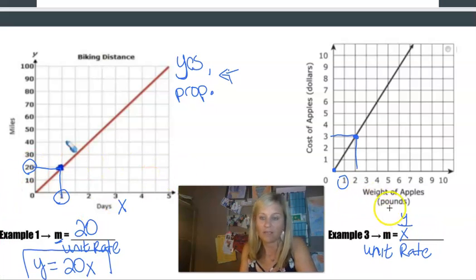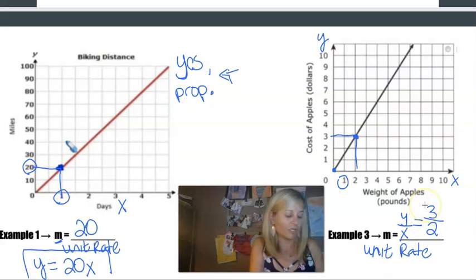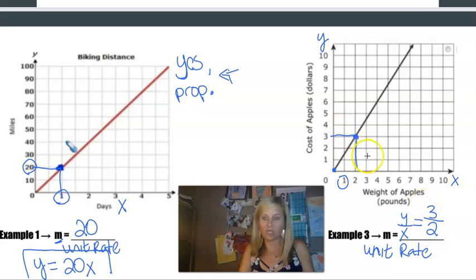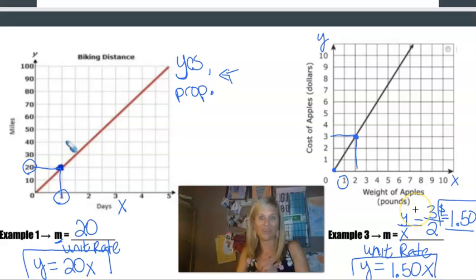Let's flip that around. We actually need to do y over x, because this is your y and this is your x. So we need the y, which is $3 per every 2 apples. So 3 over 2. And 3 over 2 calculates to be 1.5, or $1.50. So my unit rate is $1.50. If I'm going to write an equation, it's going to be y equals $1.50x. So it's $1.50 per 1 apple. All right? Good luck.